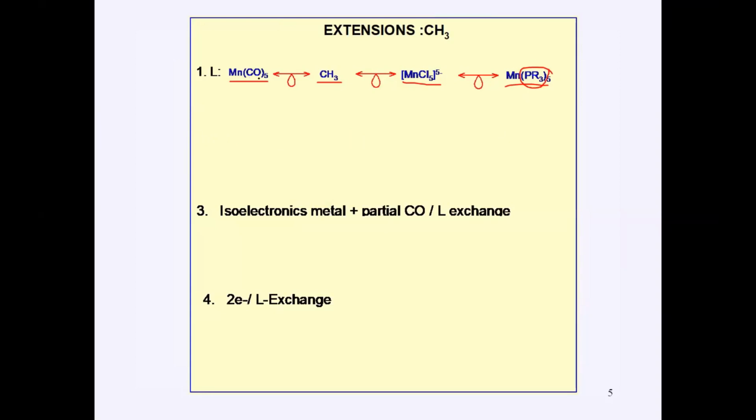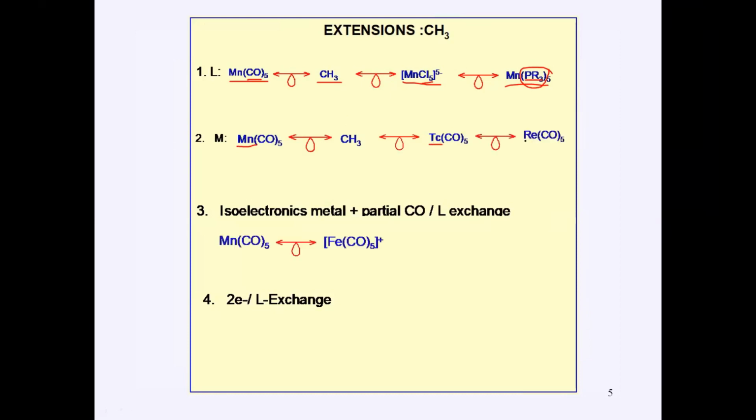What I wanted to say is the ligand part you can change to create isolobal fragments. And you can also change the metal part. You see, down the group you can move and you can change metals: manganese, technetium, and rhenium. The isoelectronic metal plus carbon monoxide and ligand exchange is possible. You can change the metal from other groups.